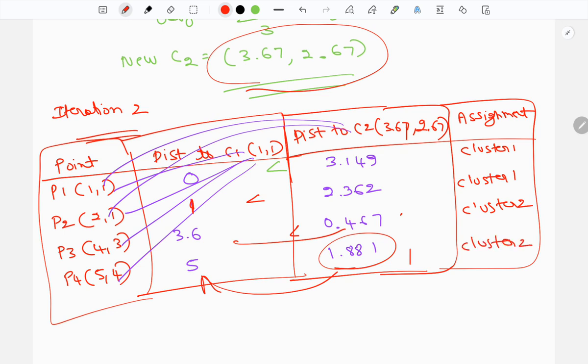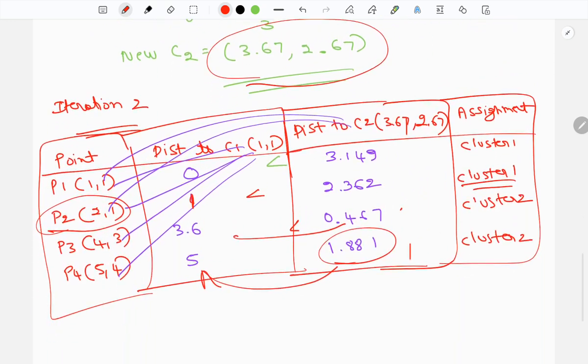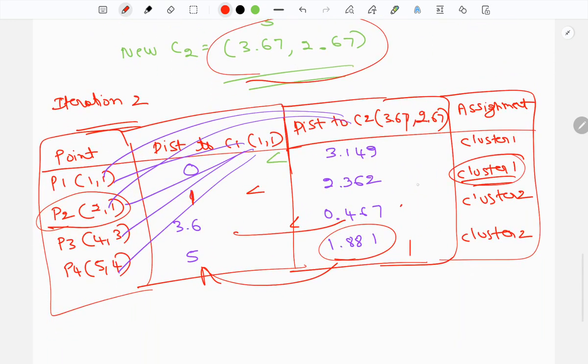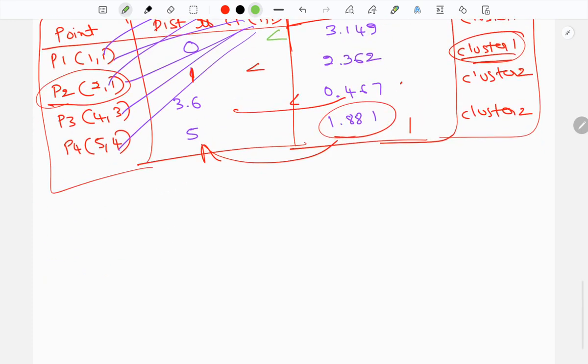So in iteration 2, what we have to observe is that the data point P2 has changed. The assignment of P2 has now changed to cluster 1; earlier it was cluster 2. Since the assignment in iteration 2 is not the same as in iteration 1, there is a change. So now we have to repeat again and do iteration 3, the same thing.